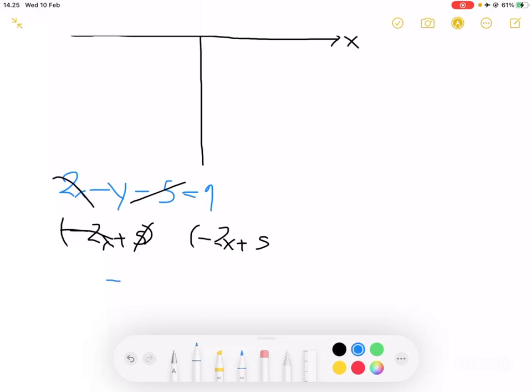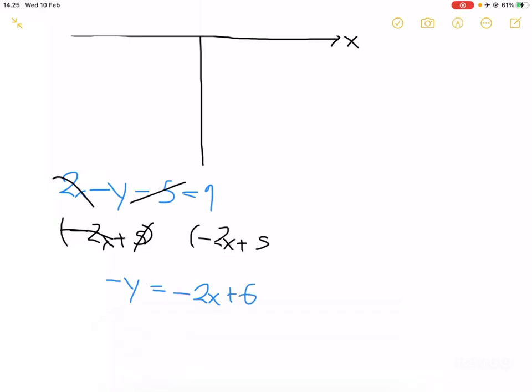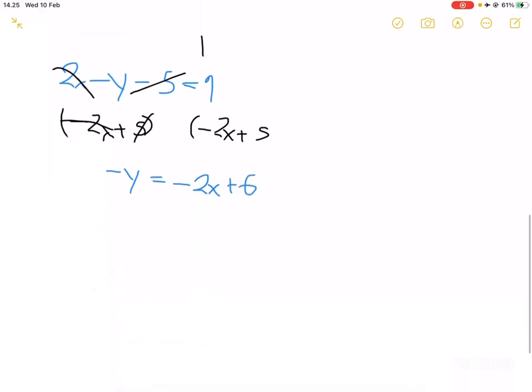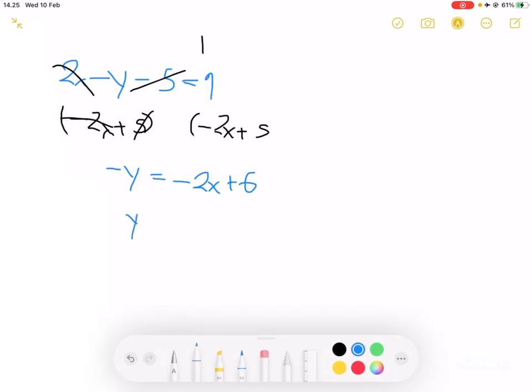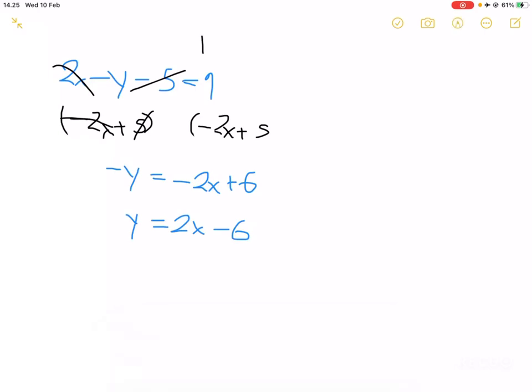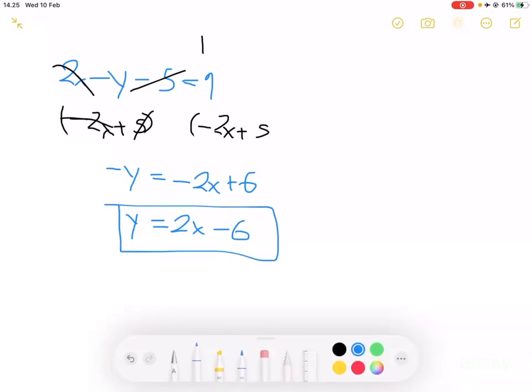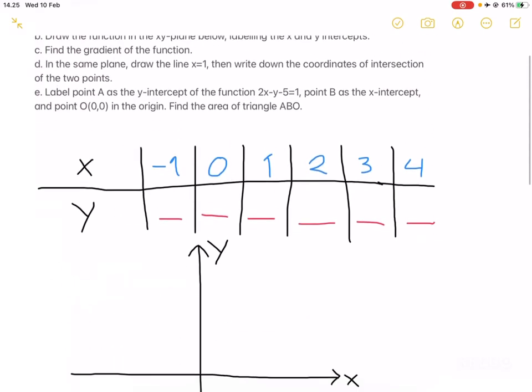And we have negative y is equal to negative 2x plus 5 plus 1, which is just negative 2x plus 6. And keep in mind we have a negative sign, so this equation changes into y equals 2x minus 6. So if you expand the negative sign, you get this expression. We're going to use this to our advantage, so we're going to write this right here on the side.